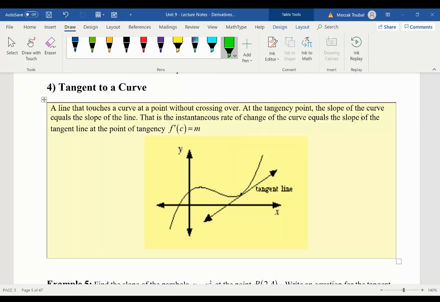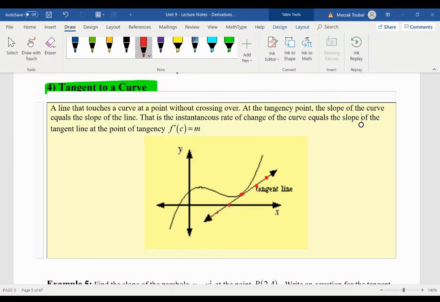All right, next thing would be the tangent to a curve, which is a tangent line. If we have a line that is tangent to a curve, it means the tangent line touches the curve at one point, as you see over here. So what's so special about this? We know that the slope of a line is the same at any point. So the slope at this point is the same as the slope at this point, same at this point, and so on. But what we're interested in is the slope at the point of tangency.